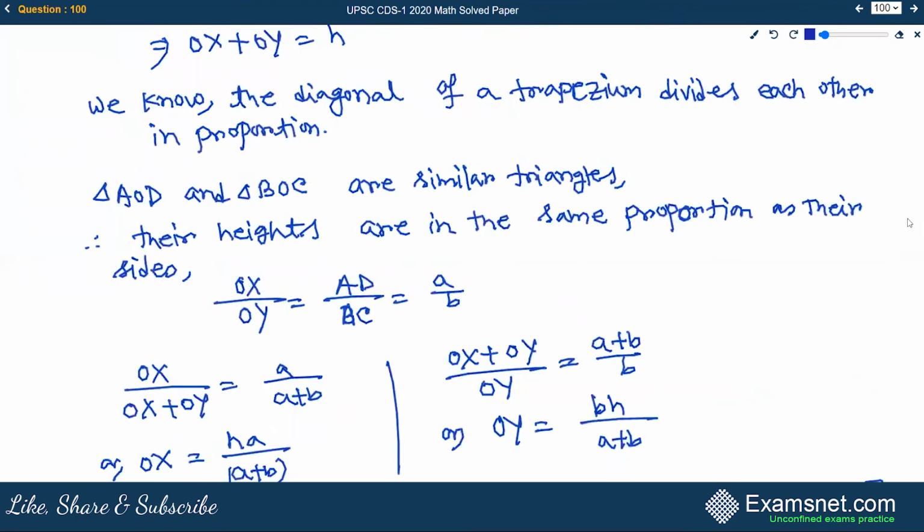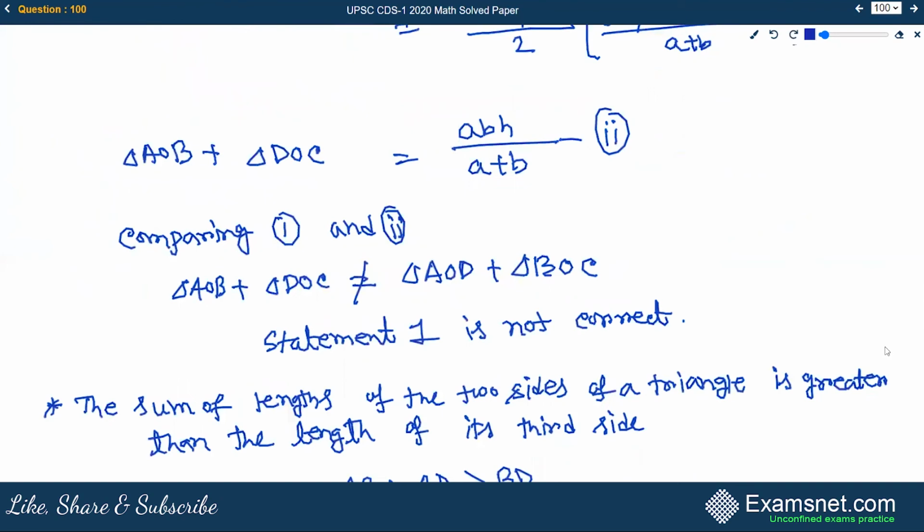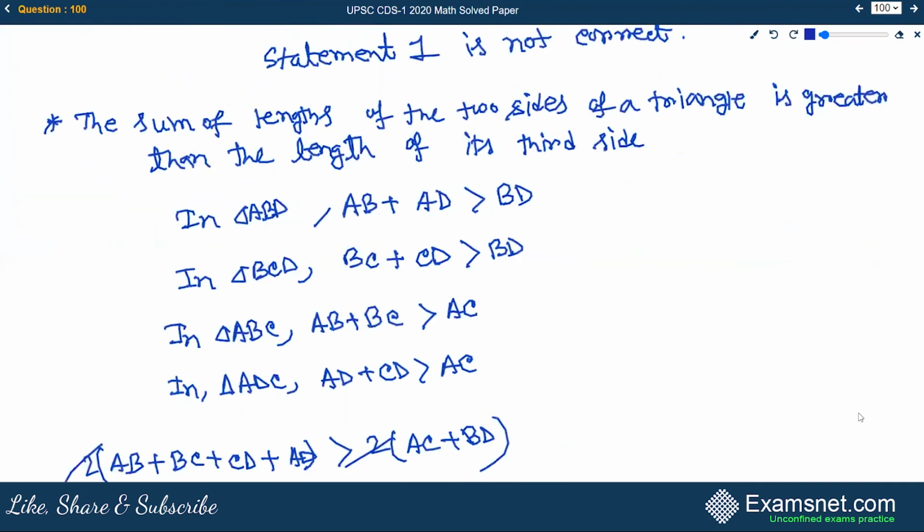Look, I'm again showing you the whole solution. This is a very good question. The solution is a bit lengthy though, but yes.